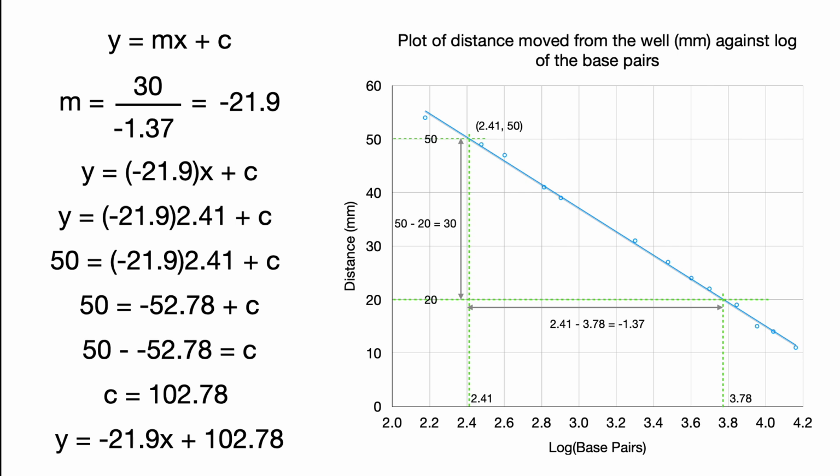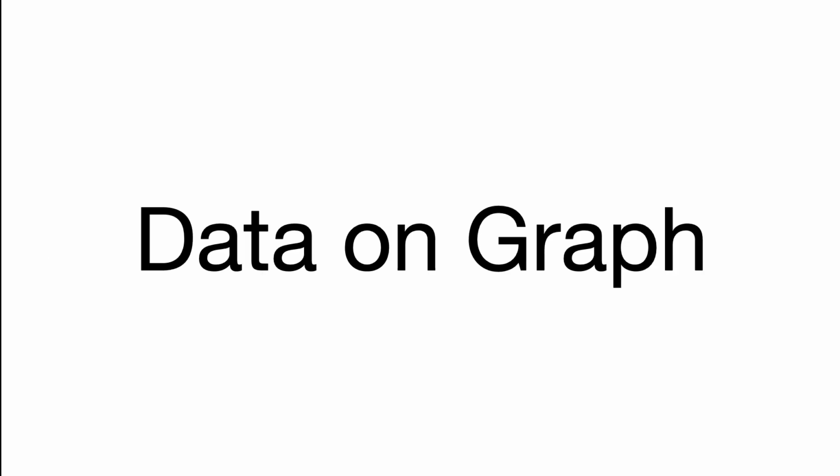You draw the biggest triangle possible, calculate the gradient, and then either look for the intercept on the axis, keeping in mind that you've got to do it at x equals 0, which we can't do on this graph. If we can't do the intercept, we can then use a value on the line to calculate the value of c. So what about using the data on the graph?